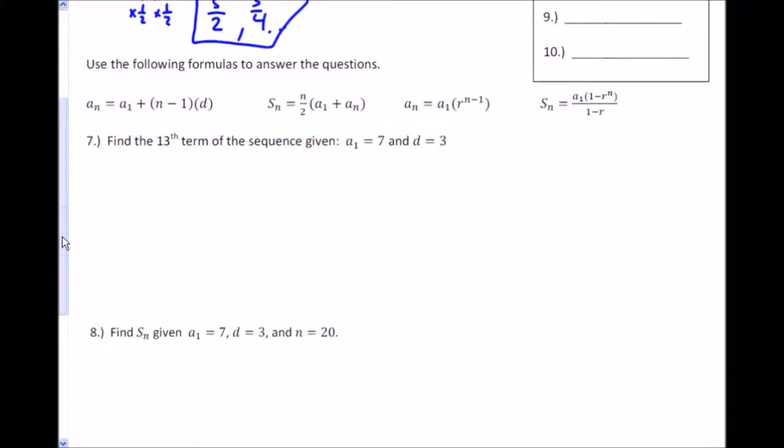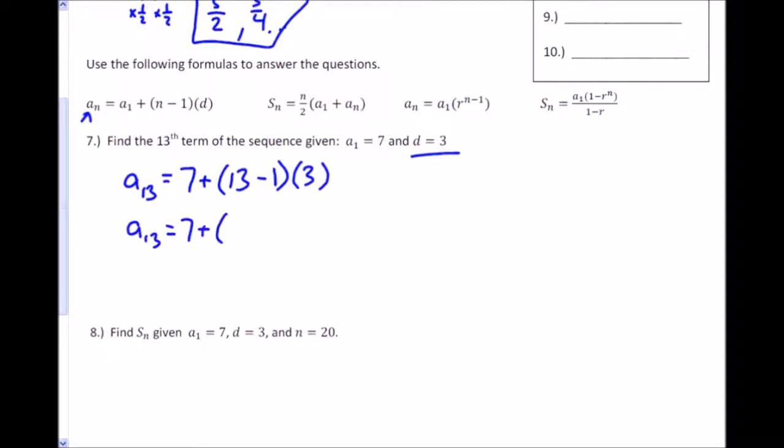For these, it says use the following formulas to answer the questions. So we're just going to have to decide which formula we're going to use and plug the stuff in. Number 7, it says find the 13th term of the sequence, given a sub 1 is 7 and d equals 3. And really, since they give us a d value, I know we're talking about an arithmetic sequence. And we're not talking about a sum, so I just want my plain arithmetic sequence formula, which is this first one. So I'm going to do a sub 13, because I'm looking for the 13th term, equals a sub 1, which is 7, plus n, which is 13, the number of the term I'm looking for, times d, which is 3.